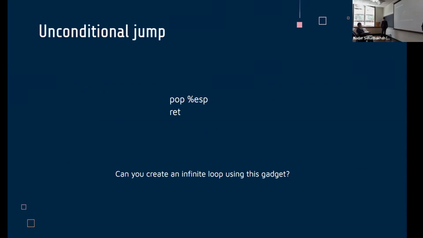Question: how can we make an infinite loop using this gadget? Any ideas? Make the address being popped the same address. Then it'll just keep popping that over and over. Precisely.